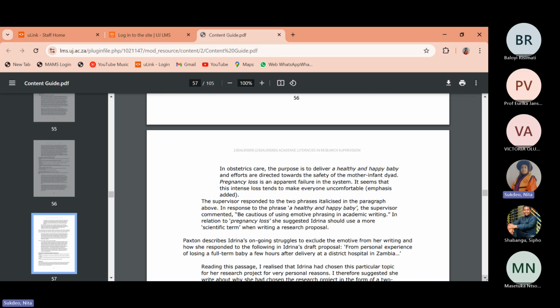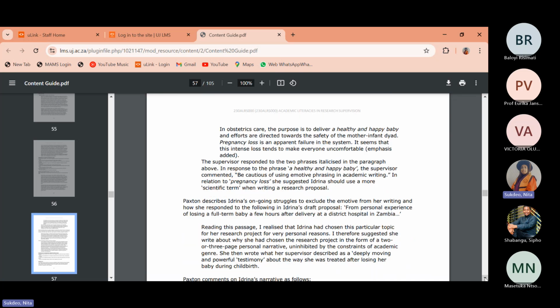In response to the phrase healthy, happy baby, the supervisor commented, be cautious of using emotive phrasing in academic writing. In relation to pregnancy loss, she suggested Edrina should use a more scientific term when writing a research proposal.